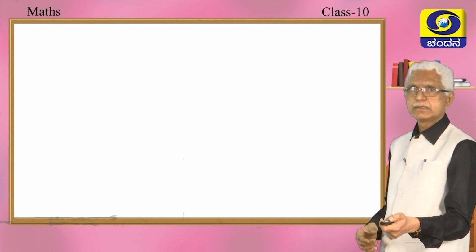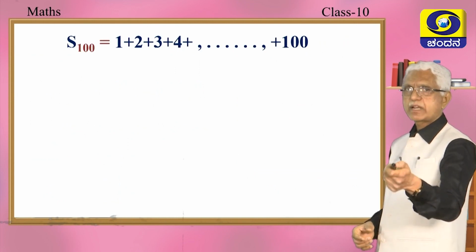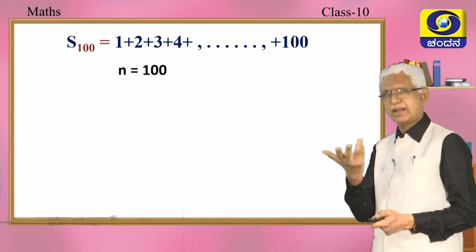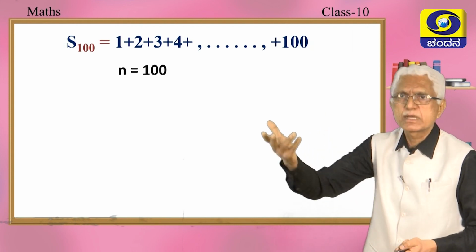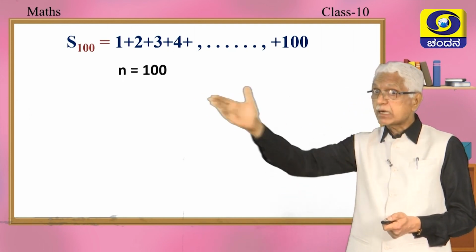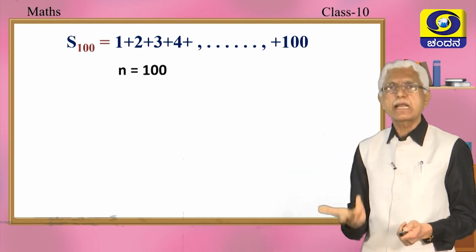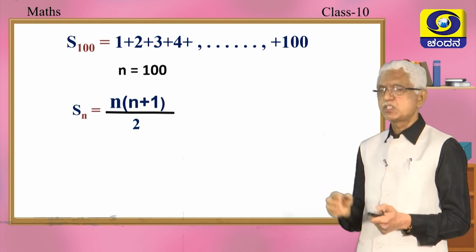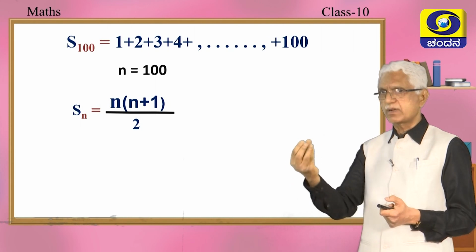Okay, that's good. See, this is what I was trying to say. You want to find the sum of 100 natural numbers, right? 1 plus 2 plus 3 plus 4 plus dash dash dash 100 is the sum of 100 natural numbers. So, how many terms are there? There are 100 terms. So, n is 100, correct? How will you find the sum of this? Just now we have learnt a formula.